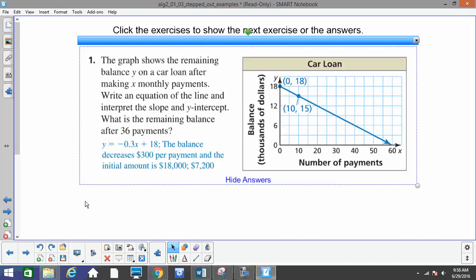The slope is negative 0.3. And you should be able to tell that that's a negative slope. If you don't get a negative answer, double check how you found the slope, difference of your y's over the difference of your x's. Your y-intercept is 18. So what's happening here is it's going down 300. Balance decreases 300 per payment. So the initial amount was 18,000. After 36 payments, 7,200. Make sure you look at that and know that that is in thousands.